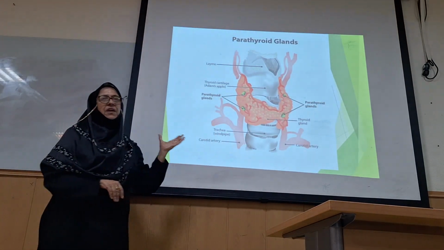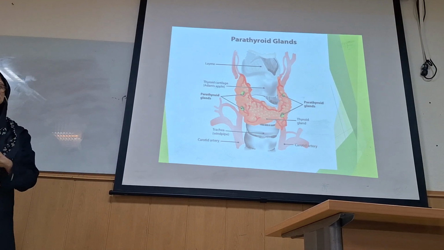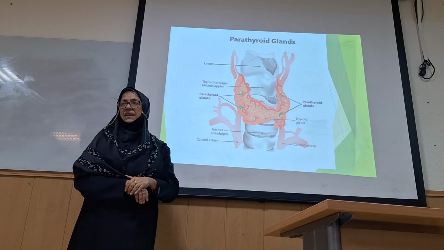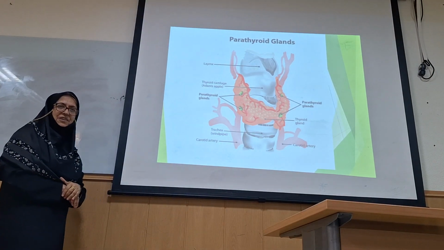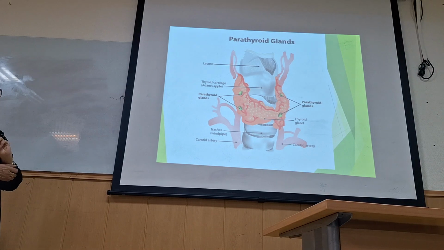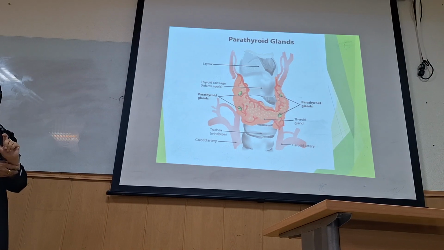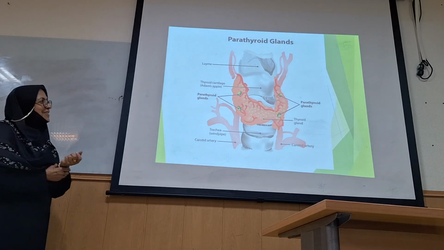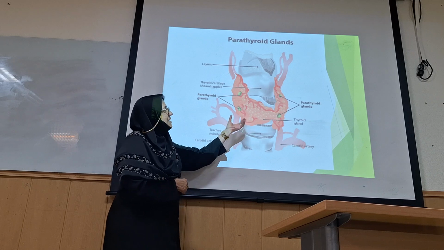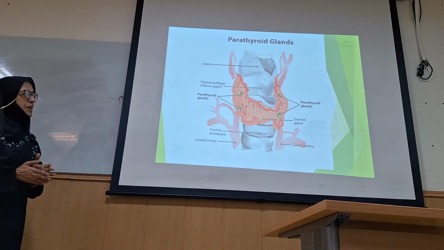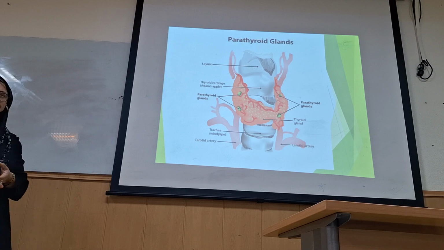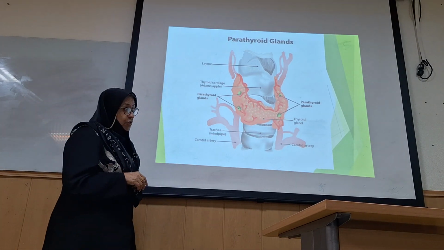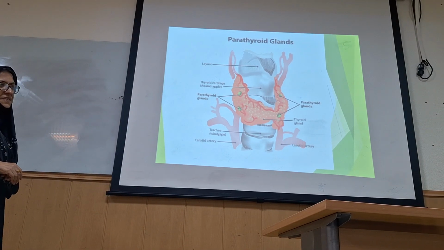This slide is behind the thyroid gland. Behind the thyroid gland, there are 4 parathyroid glands. About the parathyroid glands and parathyroid hormone, Dr. Faqihi told you. Okay? In this slide, you see the posterior of the thyroid gland. Behind the thyroid gland, there are 4 parathyroid glands. Okay?